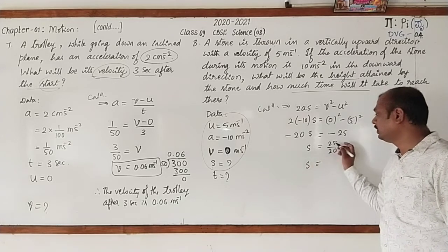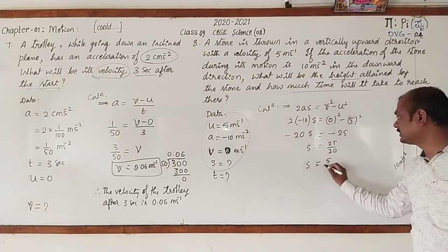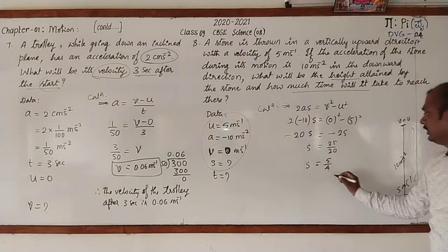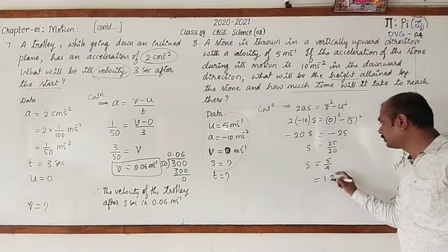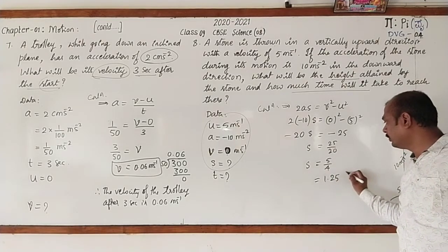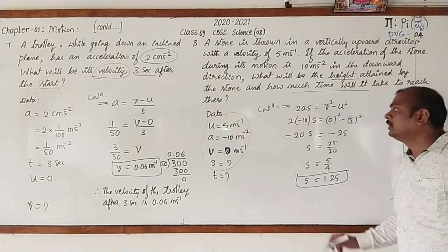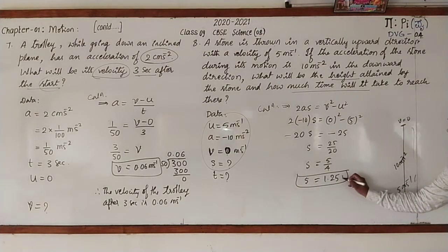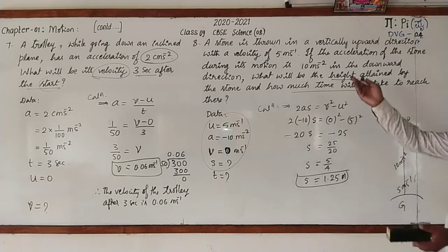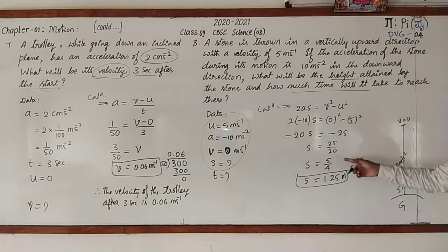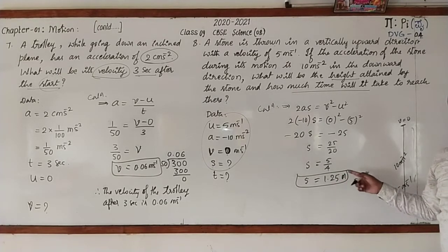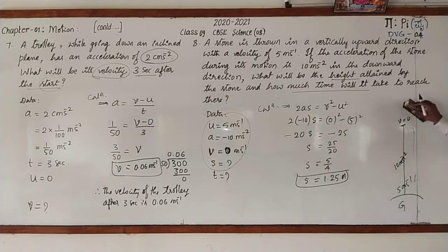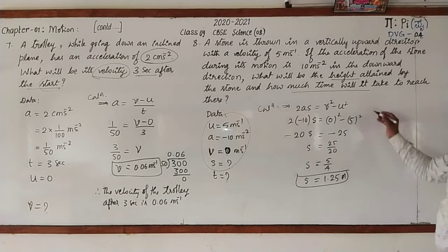S equal to, cancel it by 5. 5 5s are 25, 5 4s are 20. Then again 4 1s are 4, 1 will remain, it becomes 10. 4 2s are 8, 2 will remain, 20. 1.25. This is the distance, 1.25 meter. When the stone is thrown vertically upward with that velocity, after some time it covers a distance of 1.25 meter. To cover this much distance, how much time it has taken, that is to be found out.